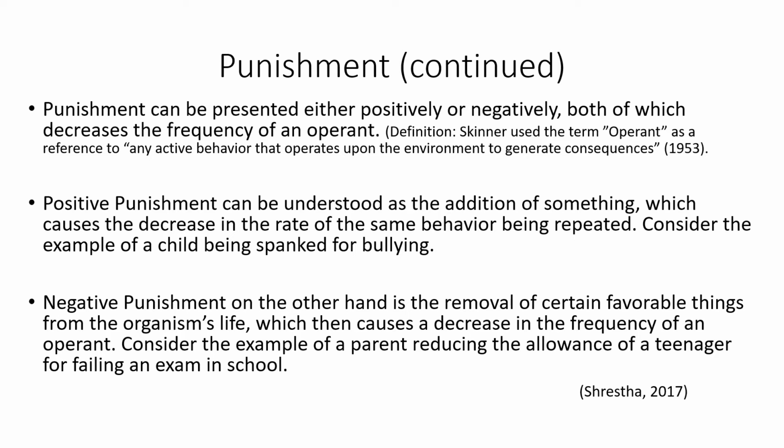Now, negative punishment, on the other hand, is the removal of certain favorable things from the organism's life, which then causes a decrease in the frequency of an operant. So consider an example of a parent reducing the allowance of a teenager for failing an exam or a class in school. That teenager, in order to have their allowance reinstated or even increased, is going to want to aim for straight A's in order to show their parents that they deserve to have more money for their weekly allowance.